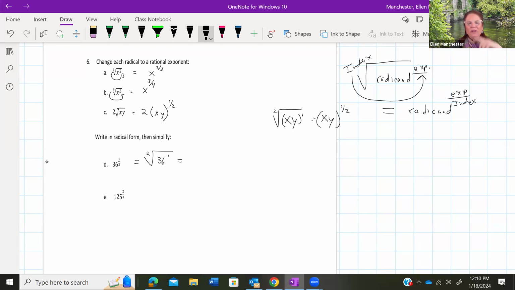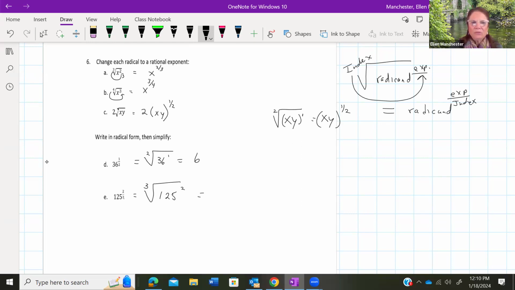But when you're just starting to see it again, and it depends on who you had for 1324, whether they really push this concept. So if you haven't seen this before, just practice, practice, practice. So this is the square root of 36, which is 6. This is, so remember, this bottom number is your index. So it's 125.